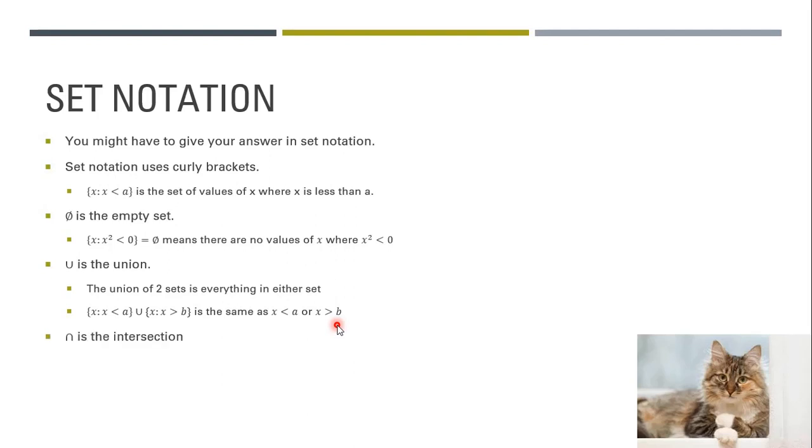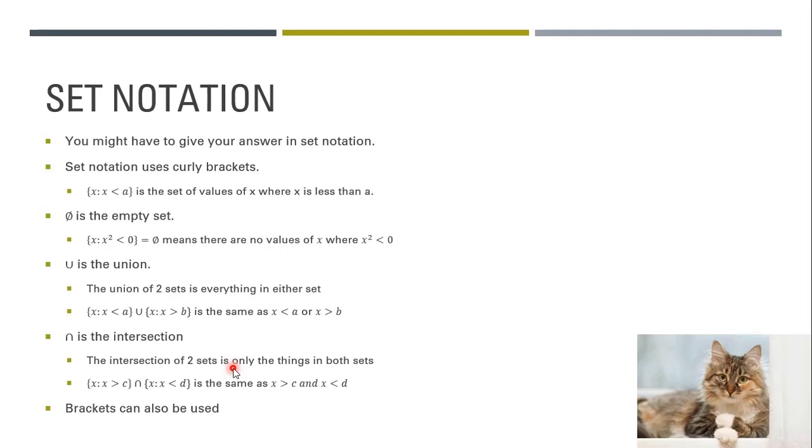N is the intersection. So these are the points that are in both sets. So it doesn't cover any of the points that are in either set, only the points that are in both sets. So the set of values where x is more than c intersected with the set of values of x where x is less than d is the same as x is more than c and x is less than d.